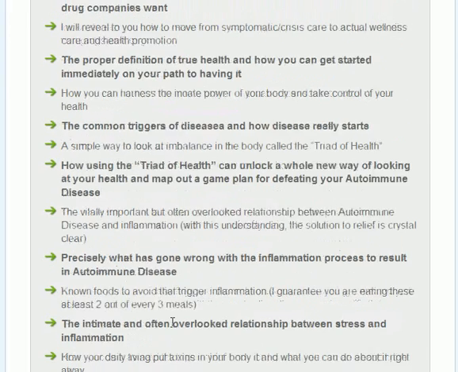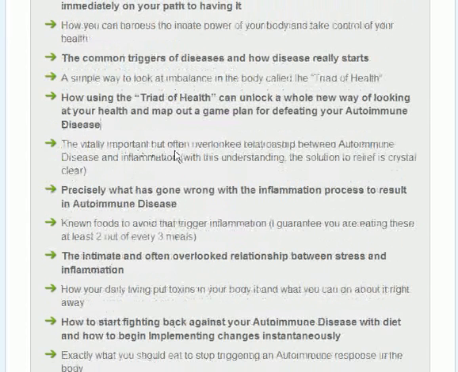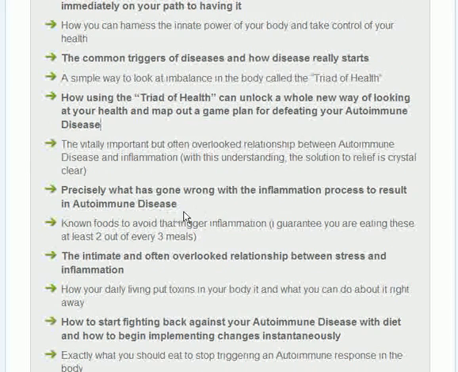Moving on. The vitally important but often overlooked relationship between autoimmune disease and. Okay, good. Precisely what goes wrong in the immune system to result in autoimmune diseases. Okay, flesh this out. Known foods.